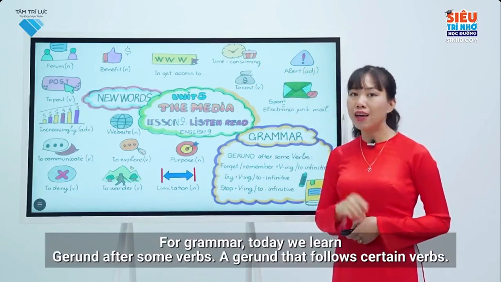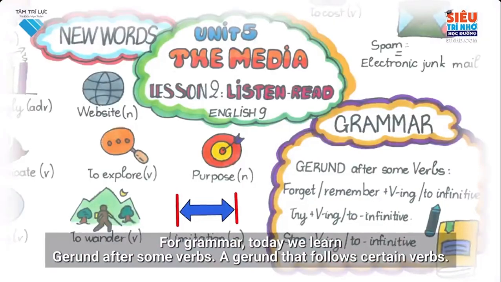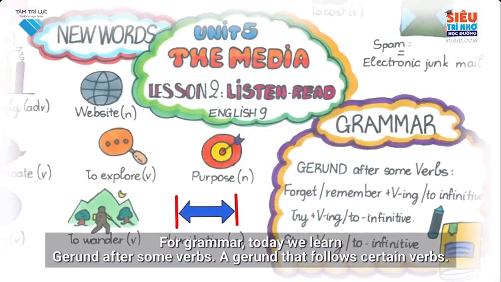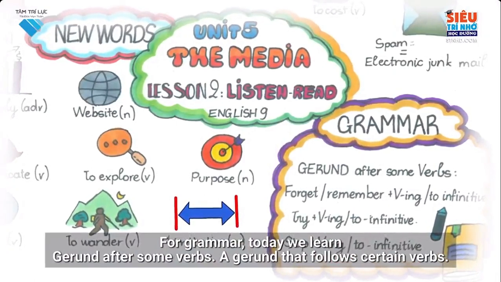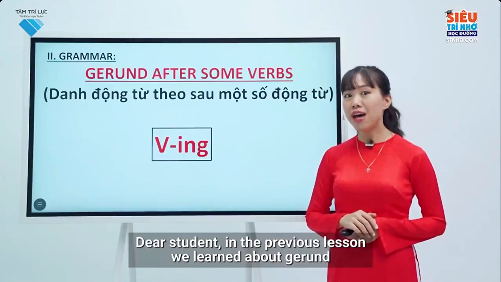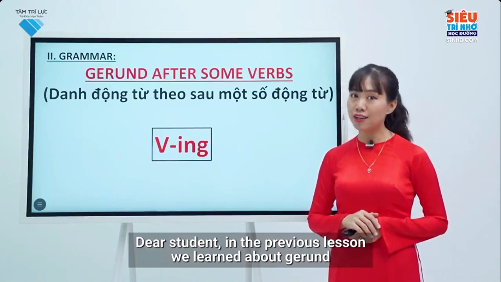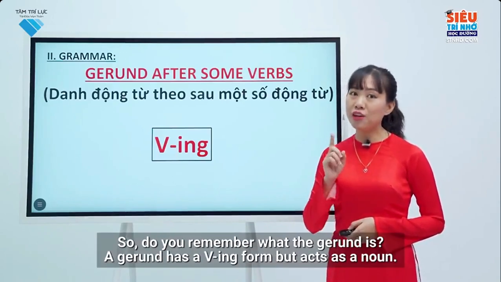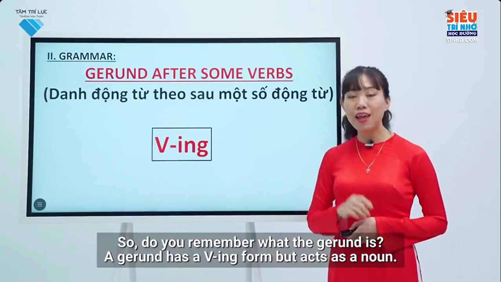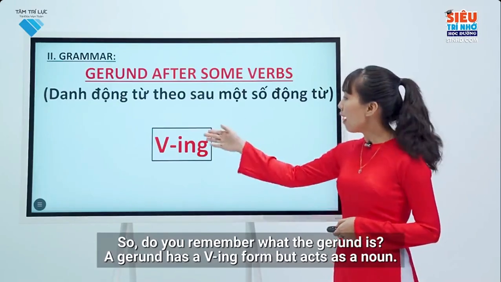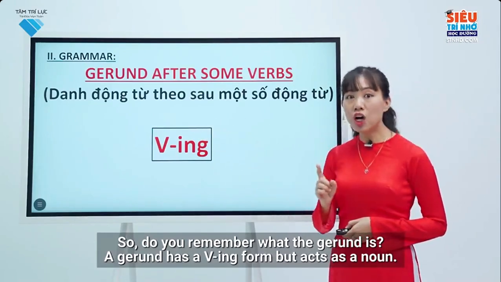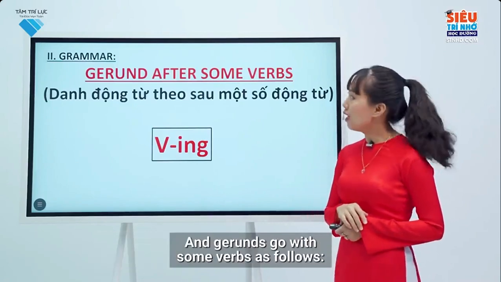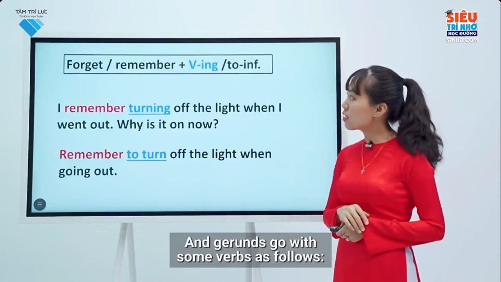For grammar, today we will learn gerund after some verbs, a gerund that follows certain verbs. Dear students, in the previous lesson we learned about gerund. So, do you remember what the gerund is? A gerund has a verb ing form but acts as a noun. And gerunds go with some verbs as follows.